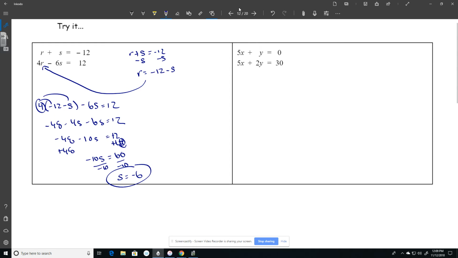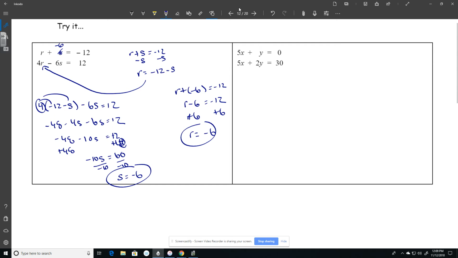And when s is negative 6, I plug it in right here. r plus negative 6 equals negative 12. So r minus 6 equals negative 12. So I add 6 to both sides. r equals negative 6. So my solution is that s is negative 6 and r is negative 6. That solves both of these equations.